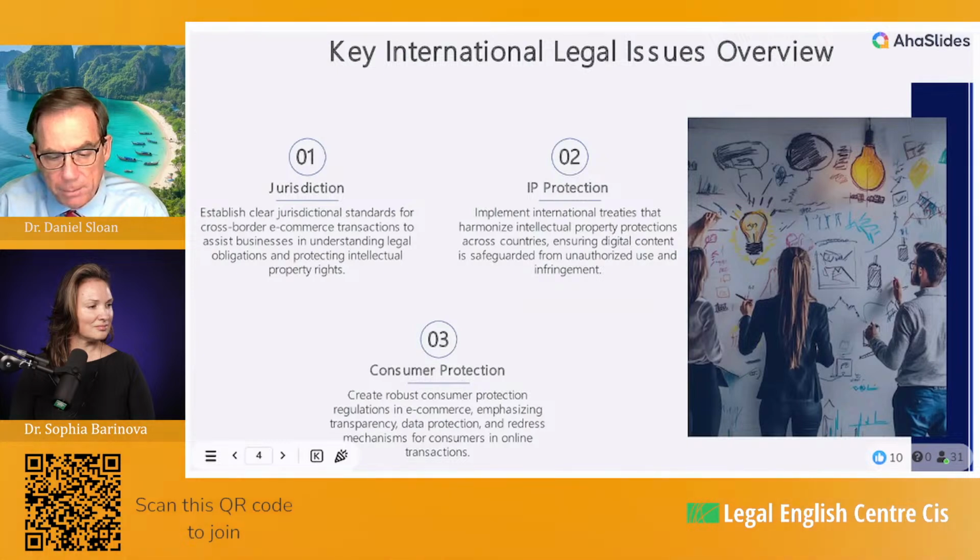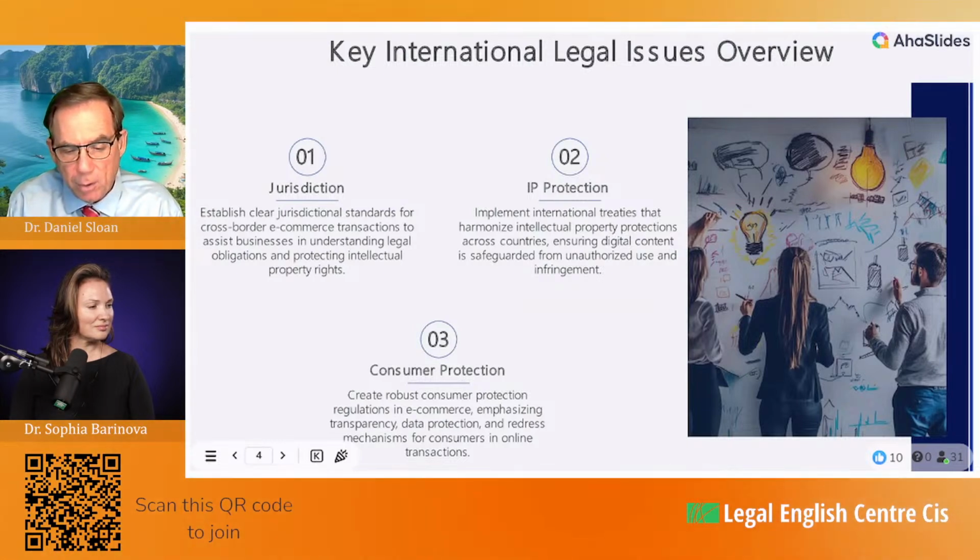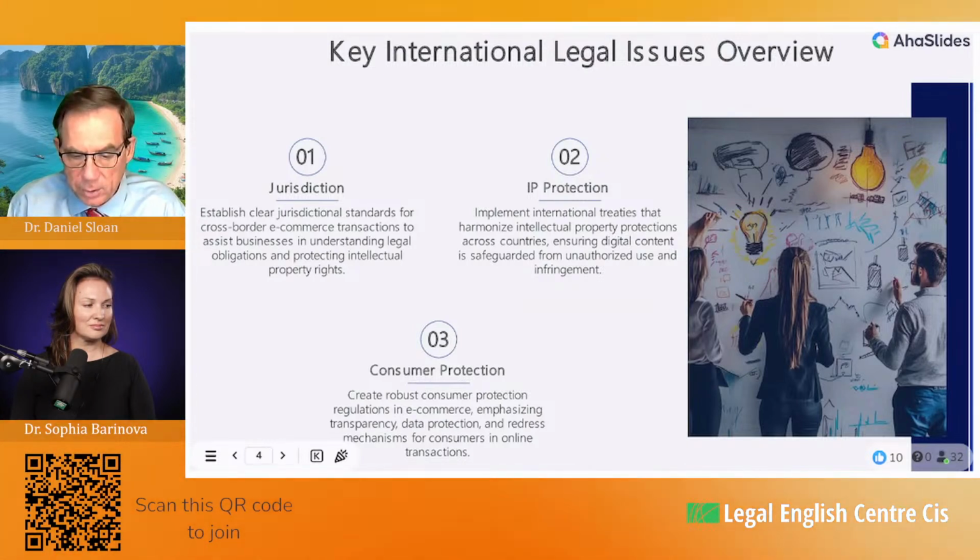Number 2, IP protection. We want to implement international treaties that harmonize intellectual property protections across countries, ensuring digital content is safeguarded from unauthorized use and infringement. So that's the crux of what we're trying to do. By crux, I mean that is the real issue: how do we protect intellectual property when it's in an e-commerce type of platform. The third part of what we're going to discuss here is consumer protection.